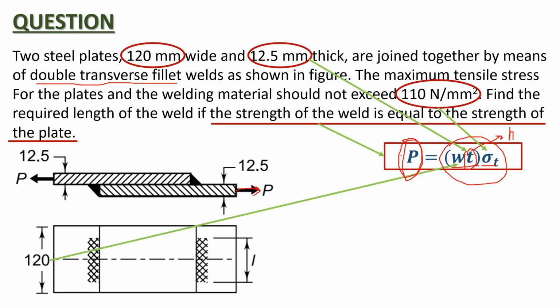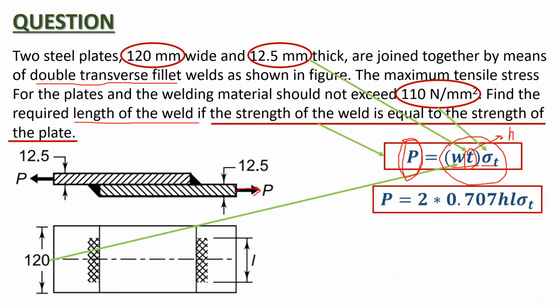Next, the question wants you to find out the length of the weld. In order to find the length of the double transverse fillet weld, you have to use this equation, which says that the strength of the weld is equal to twice 0.707 times H times L times sigma T. I have already explained in the previous slide how you get this equation. Now if you look at this equation, P, or the strength of the welded joint, you can find from the previous equation.